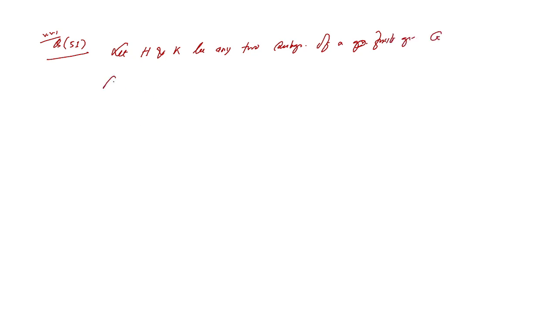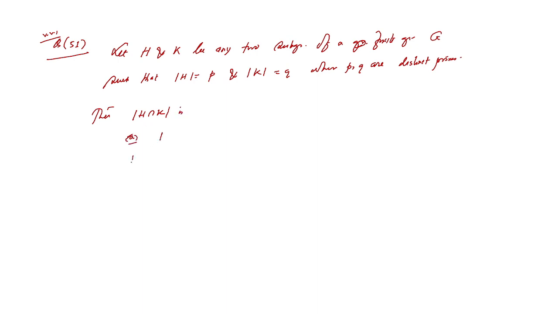Now we'll come to another important question. Question number 51. That question is also important. Let H and K be any two subgroups of a finite group G, such that the order of H equals P and the order of K equals Q, where P and Q are distinct primes. Then the order of H intersection K is: option A 1, option B 2, option C P, option D Q, option E PQ, the product.